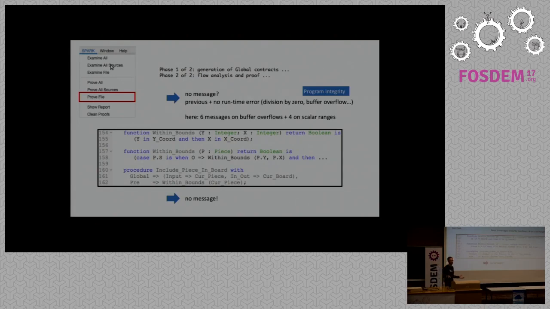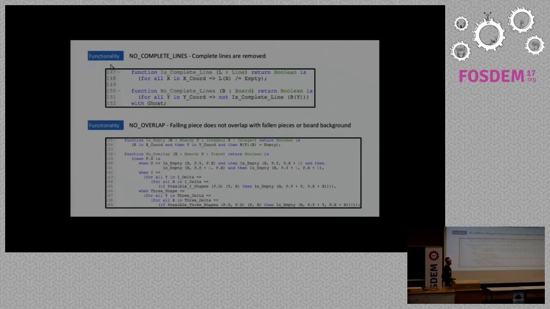So a function whose body is simply an expression. So you can think of functional languages a bit. So here it discriminates on the shape of the piece. And depending on the shape, it does various checks that rely on another expression function, Within_Bounds, that states that a pair of coordinates is within the bounds of the board. And with these preconditions on two functions, we get no messages, so we are sure that the Game logic has no runtime errors. Quite good.